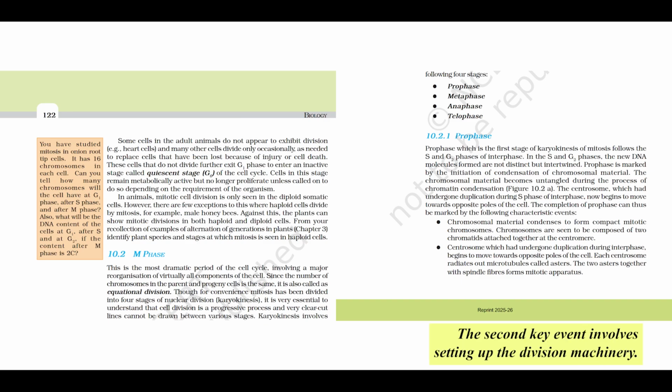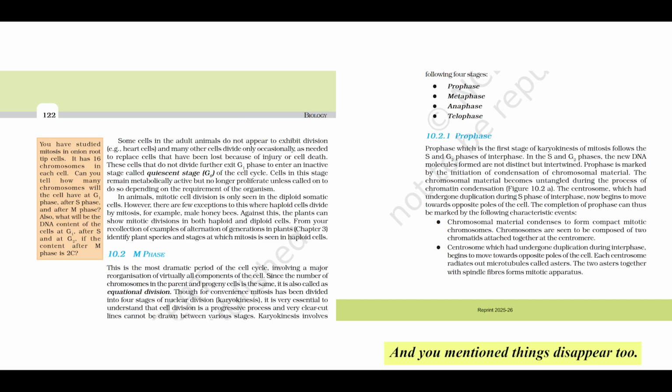The second key event involves setting up the division machinery, the centrosome. Remember, it duplicated back in S phase in animal cells. Now, these 2 centrosomes begin to move towards opposite poles of the cell. As they move, each centrosome radiates out microtubules, forming structures called asters. The 2 asters, plus the spindle fibers, which are more microtubules forming between the poles, create the entire mitotic apparatus. This is the machinery that will pull the chromosomes apart. Okay, so building the spindle.